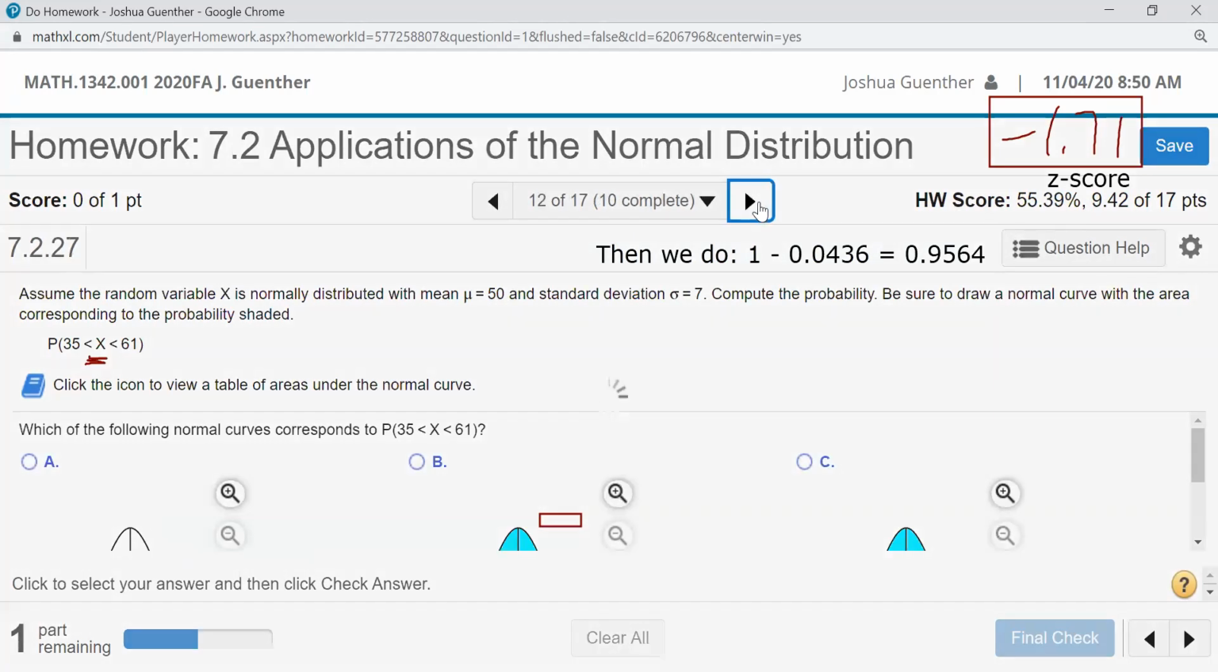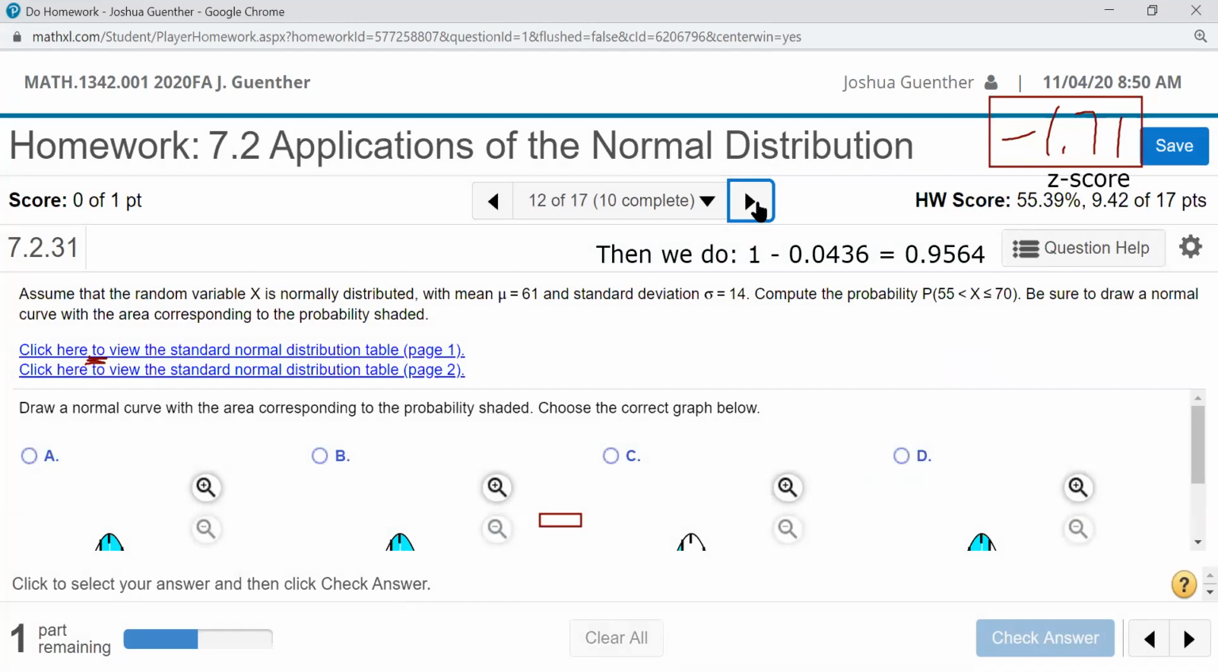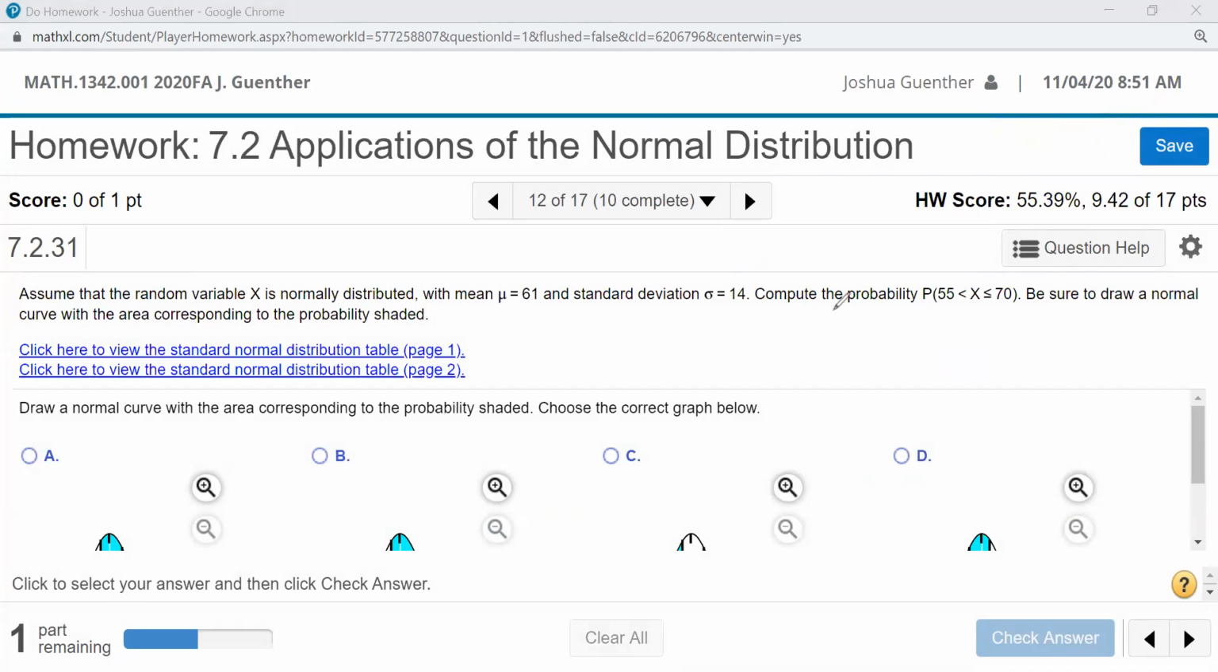Let's see if we can find a more interesting problem. Okay, this one's interesting. But Josh, they're all interesting. They're about statistics. Yes, that is totally true. Thank you for telling me that.